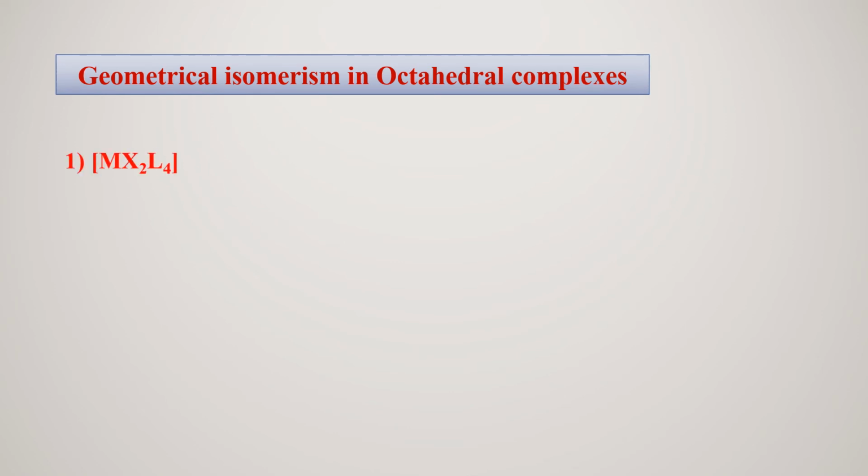See the example. A metal with coordination number 6. So all monodentate ligands are there, 6 monodentate ligands, so the coordination number is 6 and it is an octahedral complex. Here X and L are monodentate ligands or unidentate ligands. M is a metal. So with respect to that, we'll take a particular example.